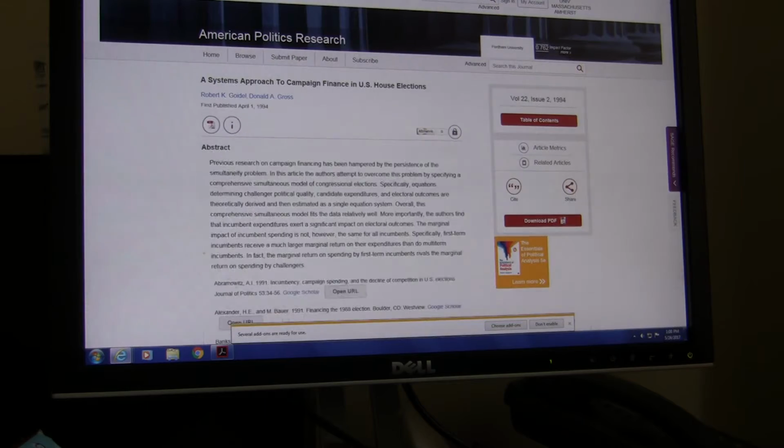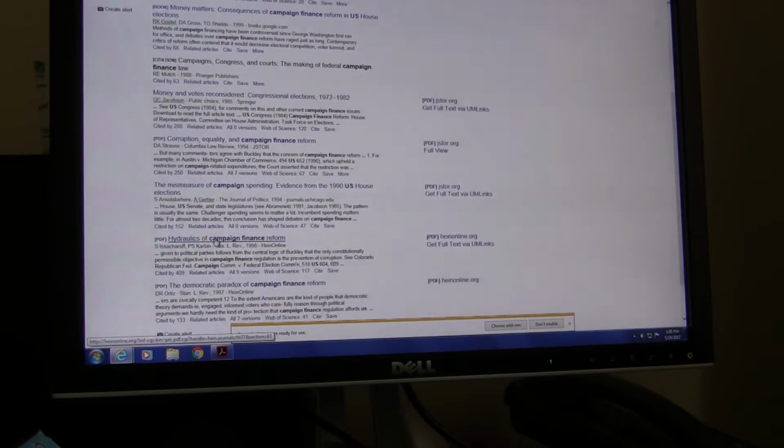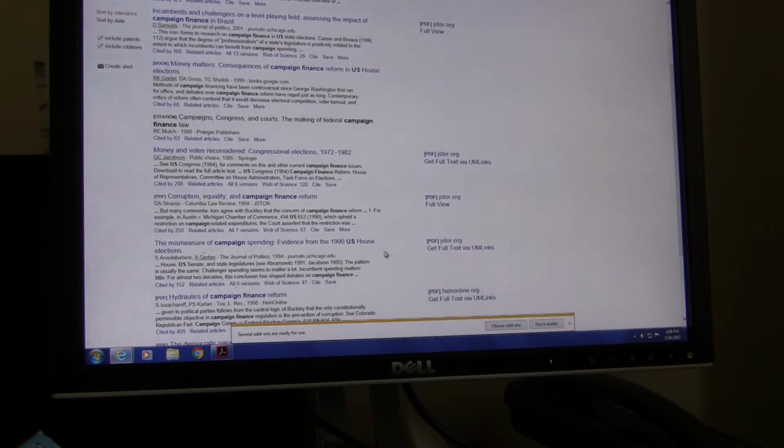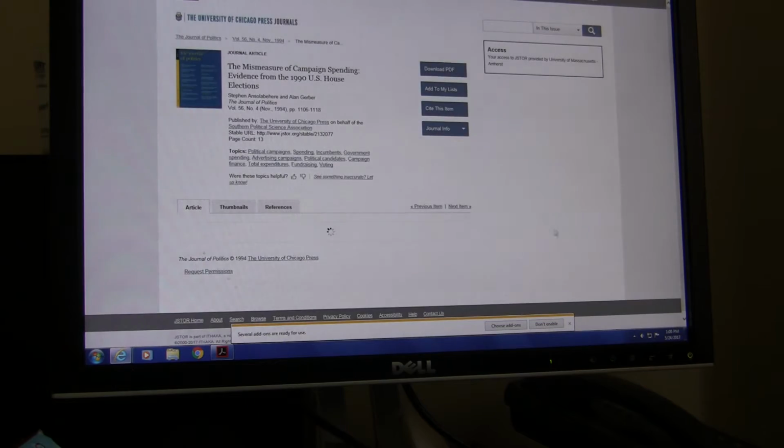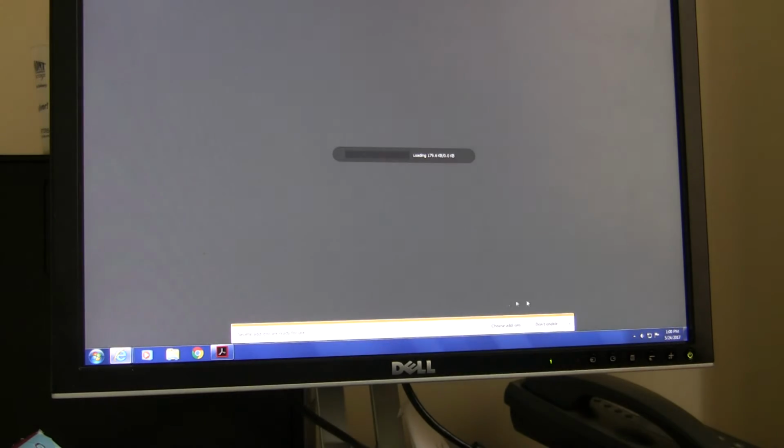This one doesn't want to come up for me. It's paywalled. I'll have to find another article here quickly, just a random article. I don't really care. Journal of Politics on JSTOR, that I can get at. Accepting JSTOR's terms for the millionth time.